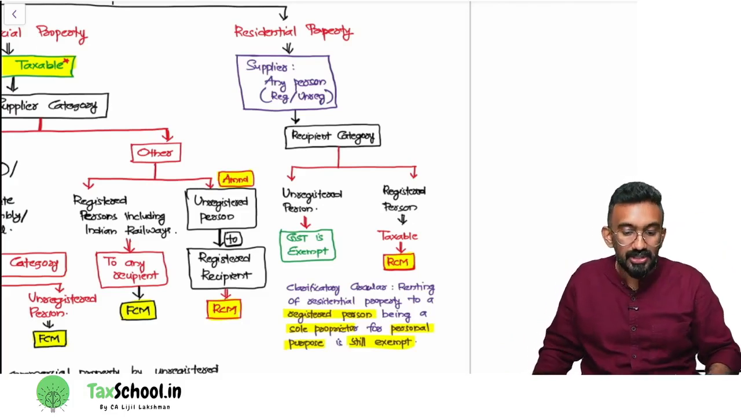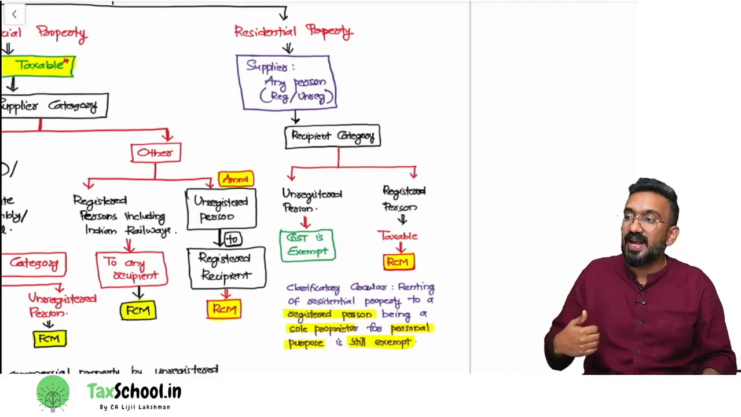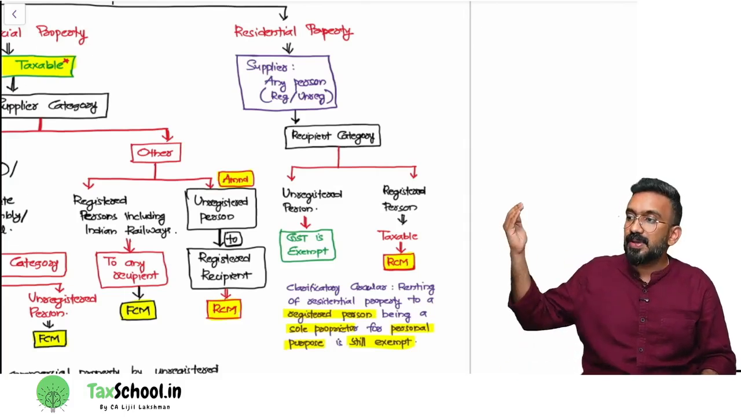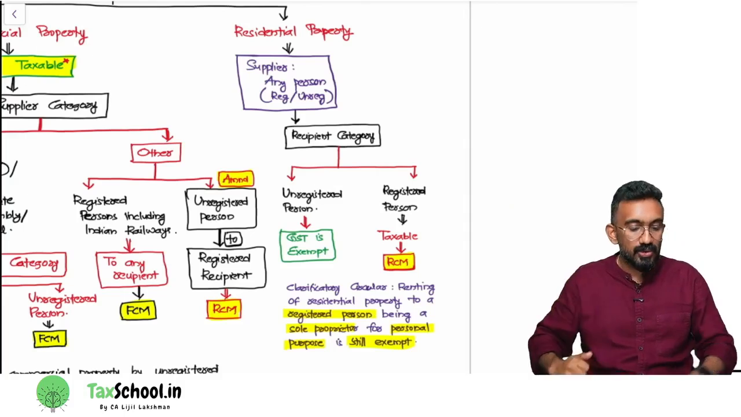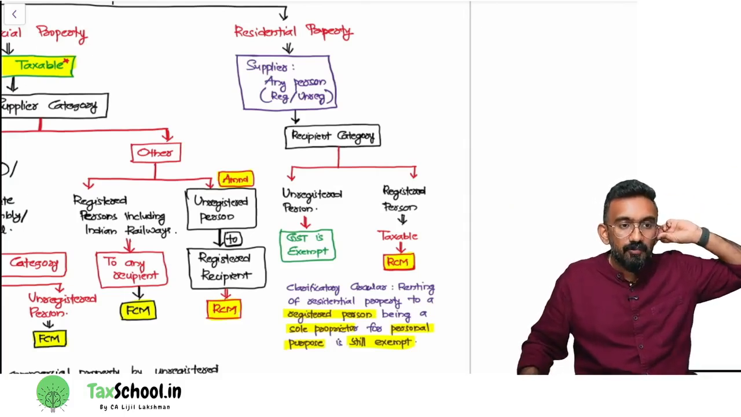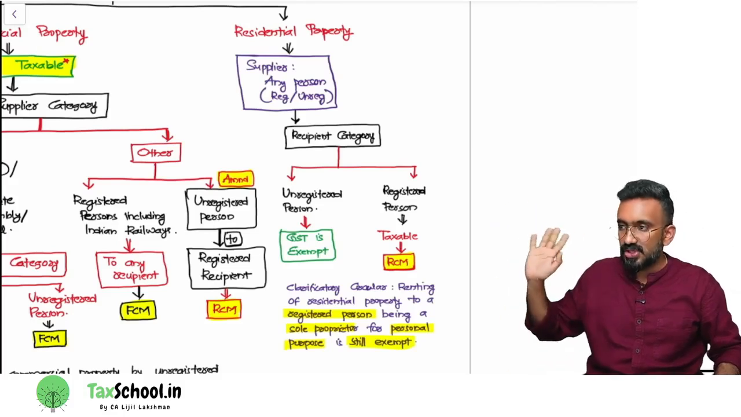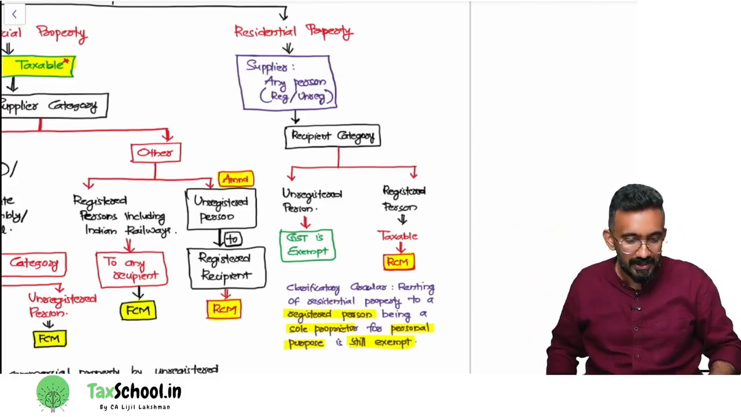You have to ask the question, is the one who has taken the property on rent registered or unregistered? If the recipient happened to be unregistered, like you and I, who has taken the building for our family to stay on rent, no GST on that. GST is exempt. You can look at here.